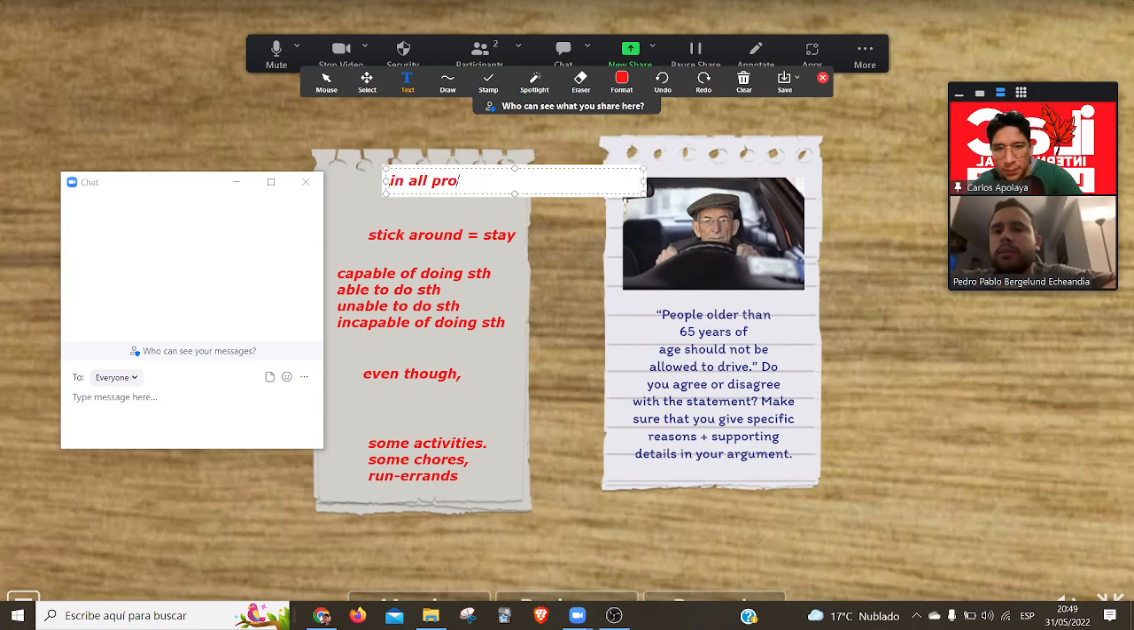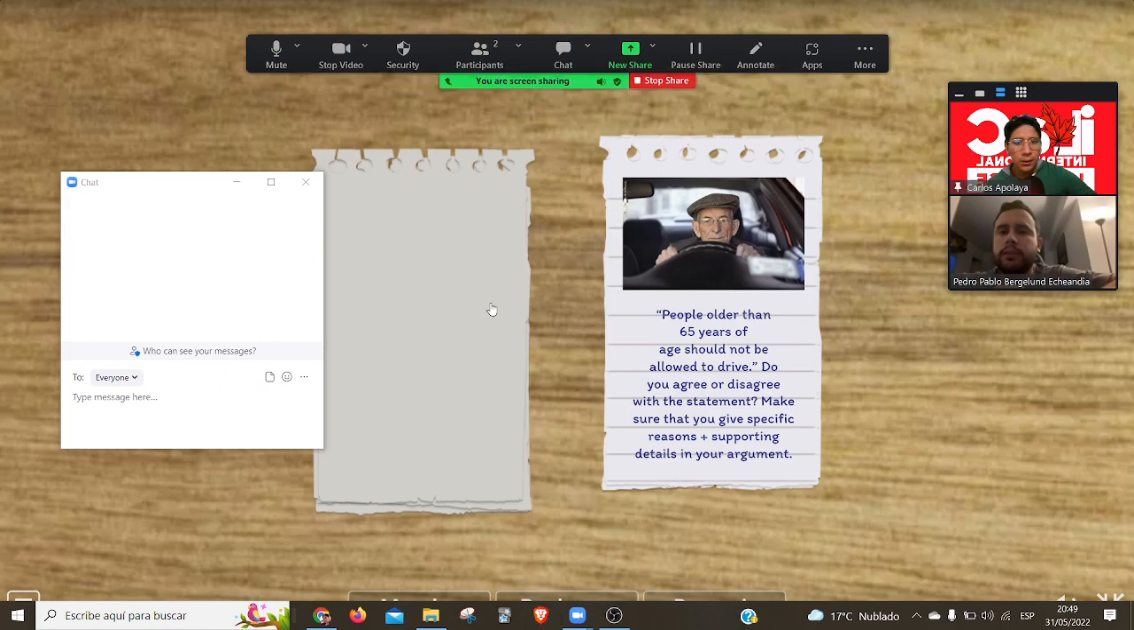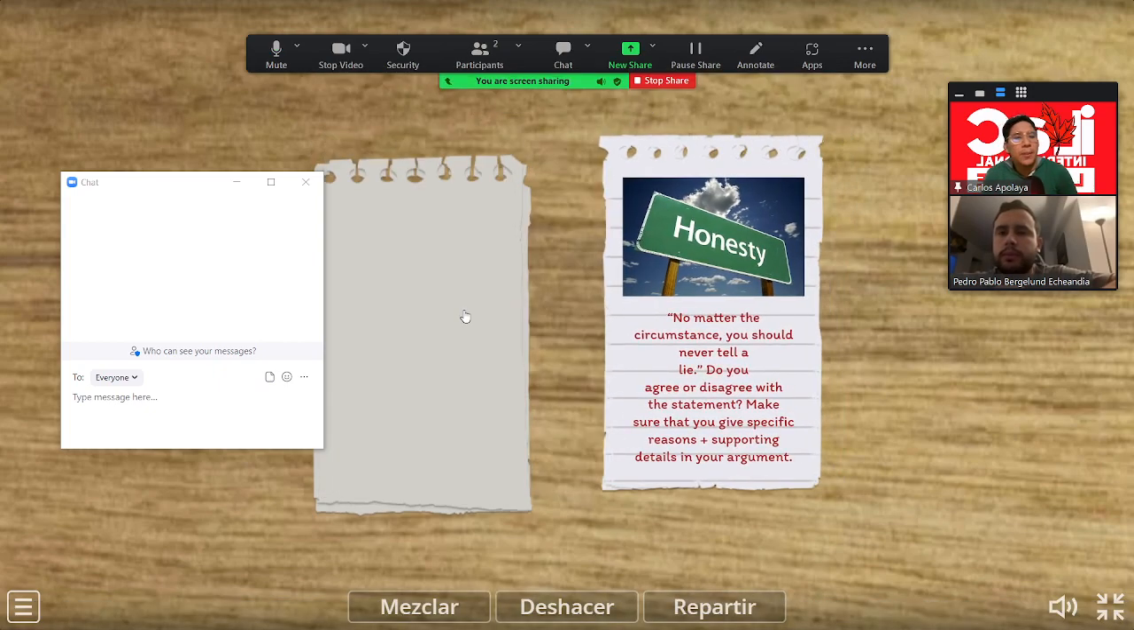and he, you know, in all probability, okay, otra expresión. In all probability. Es muy probable. In all probability. So, in all probability, he is capable of doing whatever he wants. Okay? So, él es capaz de hacer lo que él quiera. So, whatever he wants. Super easy. Okay. Nice. And this one. No matter the circumstances, you should never tell a lie. Do you agree with that one or not?